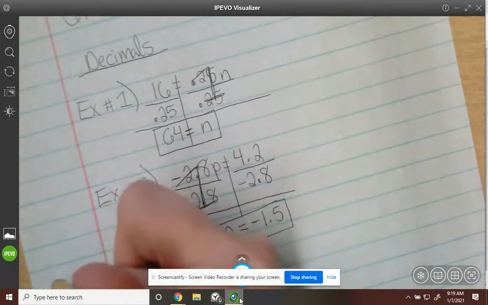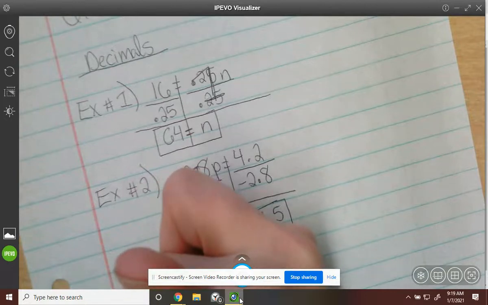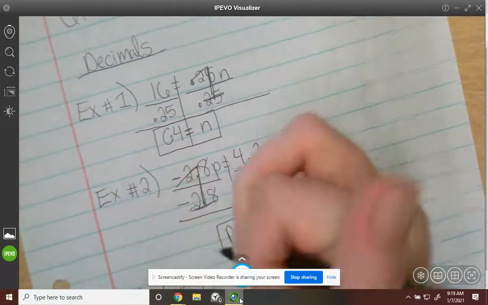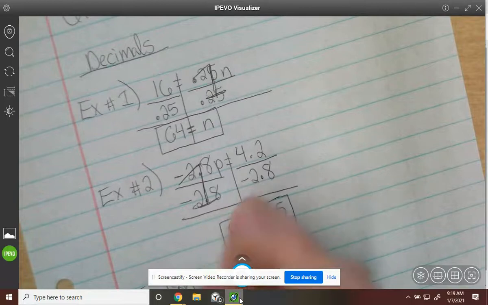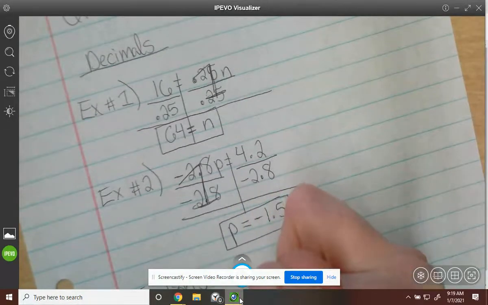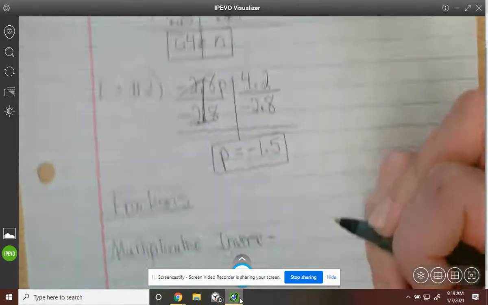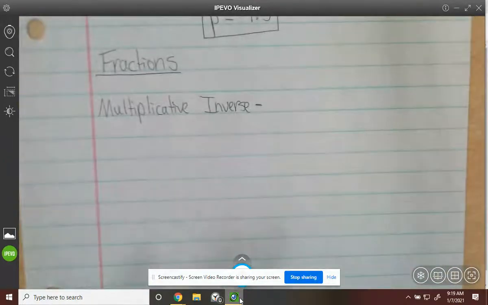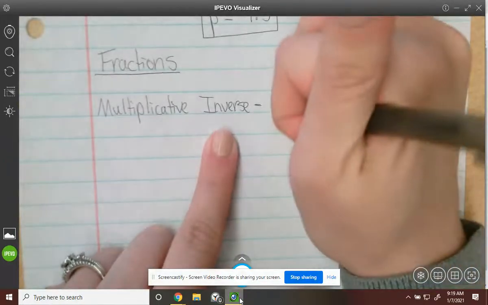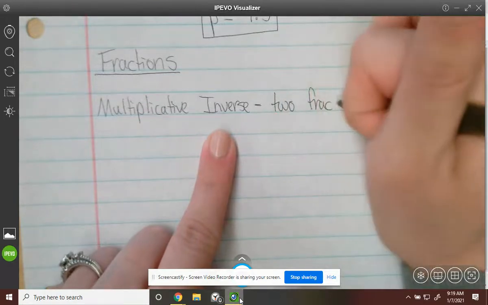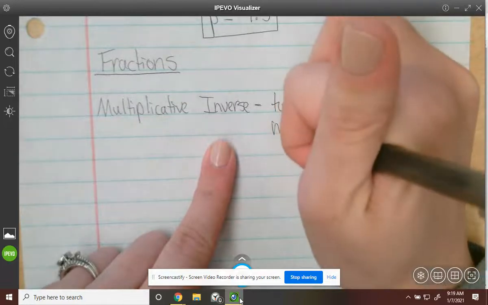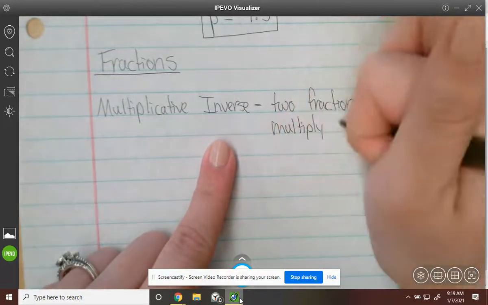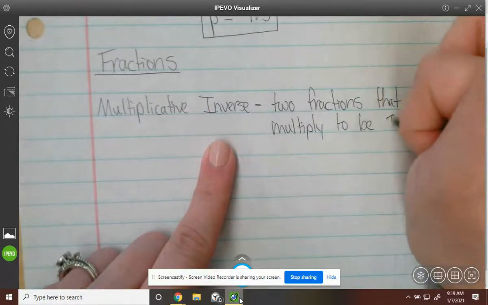Next, we have fractions. We need to talk about a multiplicative inverse first. Sorry, I'm all over the place. Okay, multiplicative inverse: two fractions that multiply to be 1.